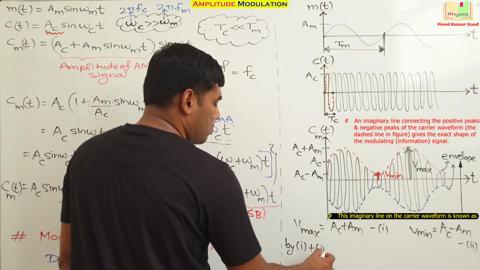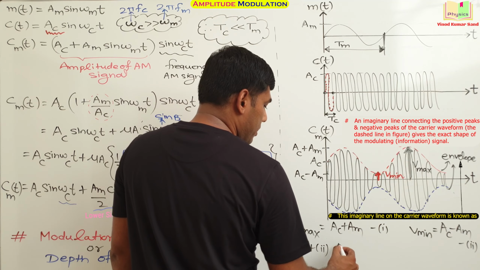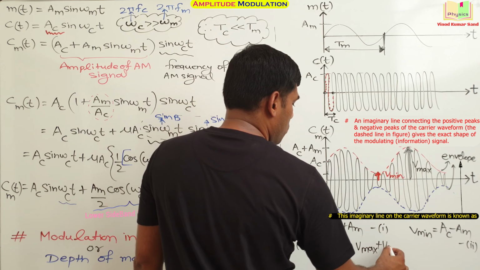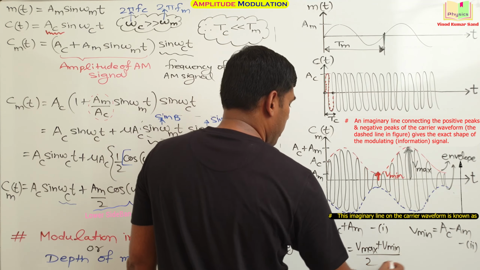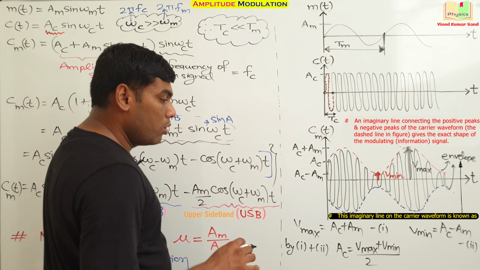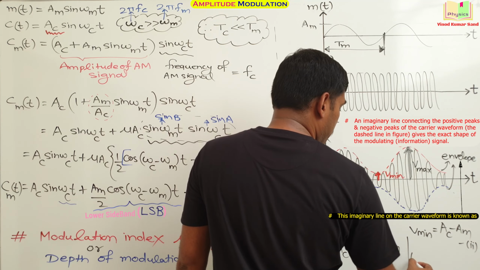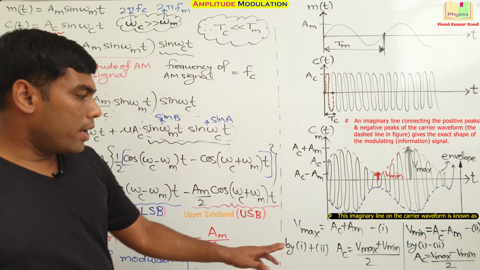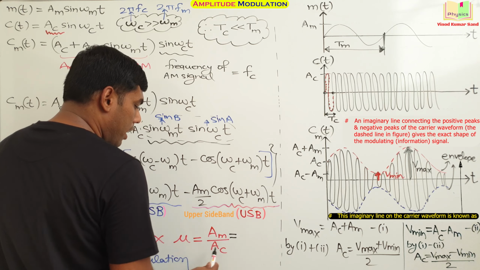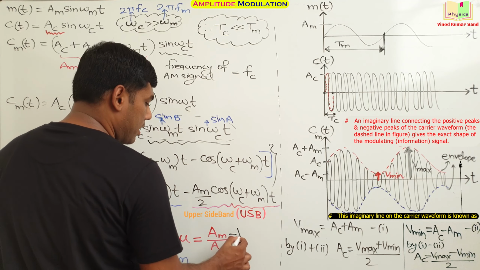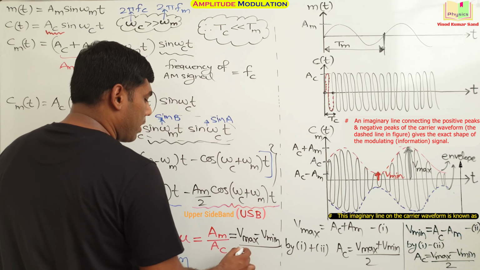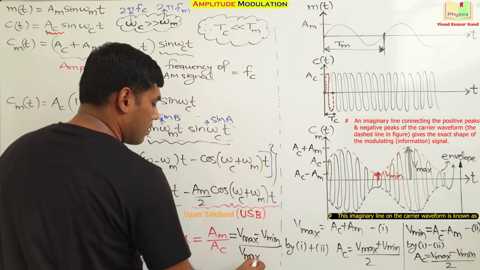By adding equations 1 and 2, you will get the value of AC is equal to V max plus V minimum divided by 2. And if you subtract equation 1 and 2, you will get the value of AM. These values of AM and AC we can substitute here. Then we'll get another expression for the modulation index as V max minus V min divided by V max plus V min.